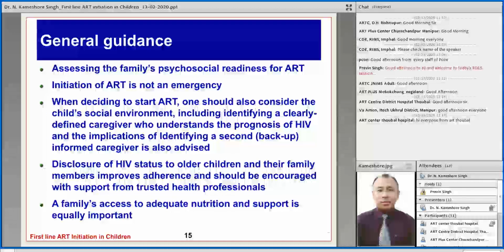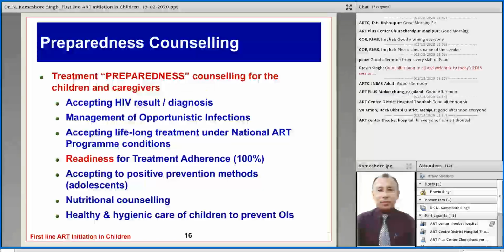Disclosure of HIV status to older children and their family members improves adherence and should be encouraged with support from trusted health professionals. A family's access to adequate nutrition and support is equally important during ART therapy. So, the next very important aspect is preparedness counseling.